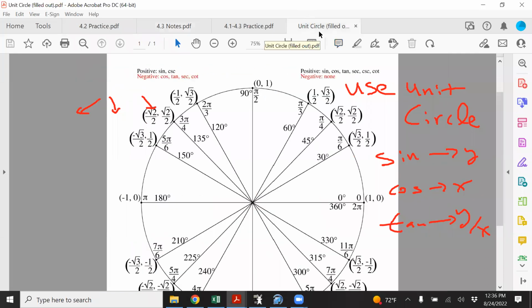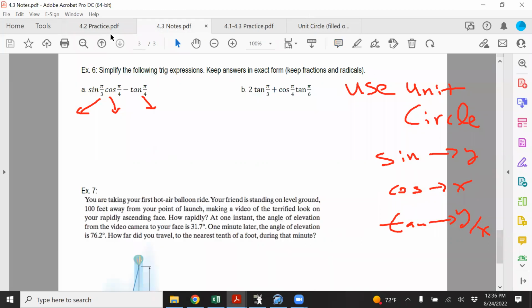Okay. Where do you see pi over 3? 60 degrees. And where are the coordinates that go with it? These right here. What was I asking for? So I want the y. Yeah. So I'm going to go root 3 over 2 times, and it'll be a minus.